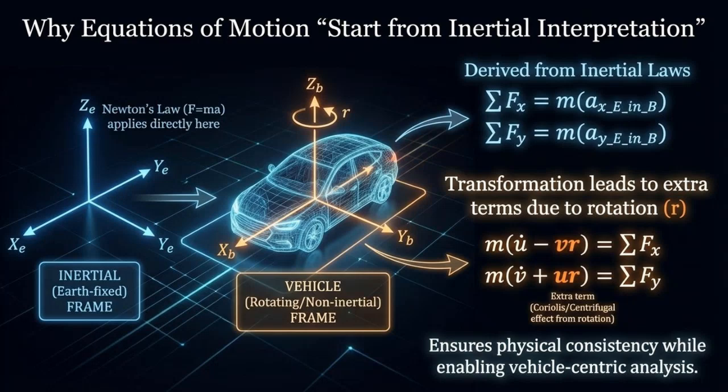Even though the equations of motion are written in the vehicle frame, they always start in the inertial Earth frame. The equations are m times (u dot minus vr) equals the sum of forces in the x direction, and m times (v dot plus ur) equals the sum of forces in the y direction. The extra terms vr and ur appear because the vehicle frame is rotating and is not inertial. Including these terms keeps the equations physically correct, while still allowing analysis in vehicle-based coordinates.